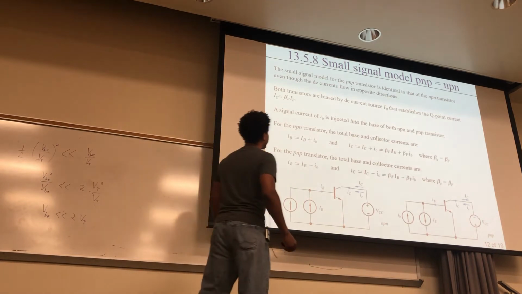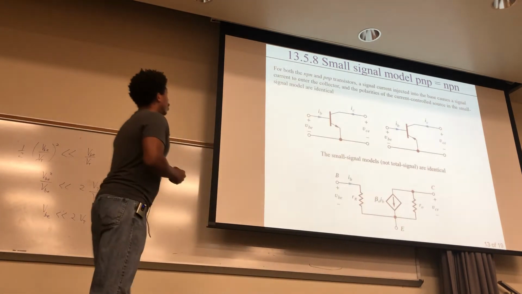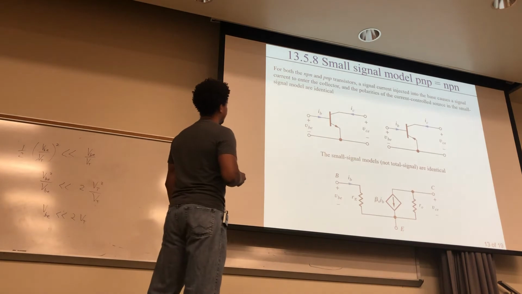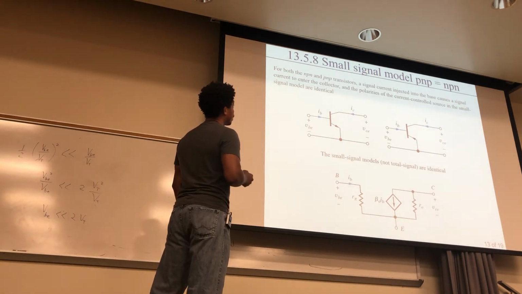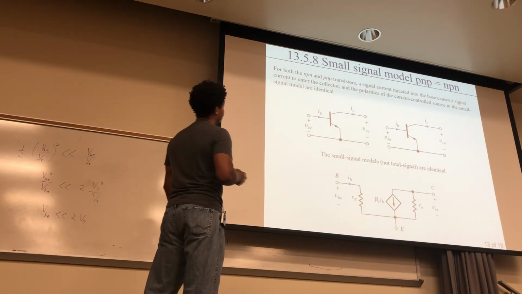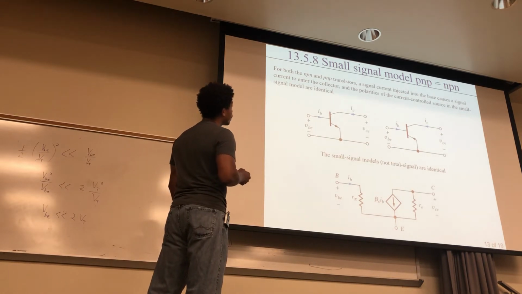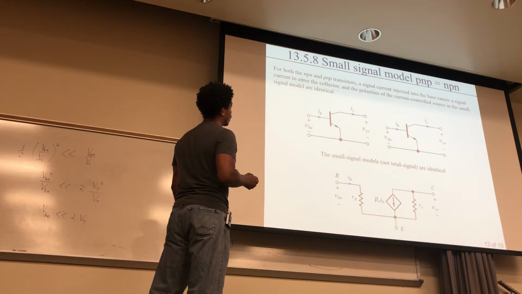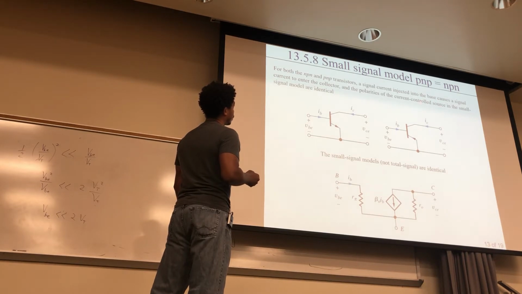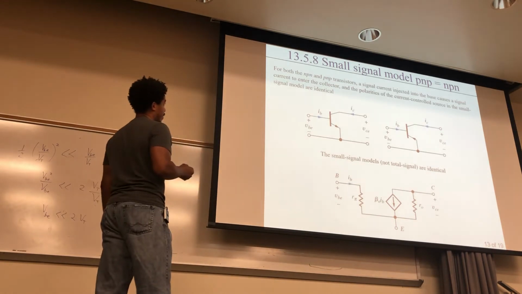PNP. Okay, so for both the NPN and the PNP transistors, a signal current injected into the base causes a signal current to enter into the collector, and the polarities of the current control current source in the small signal models are identical.